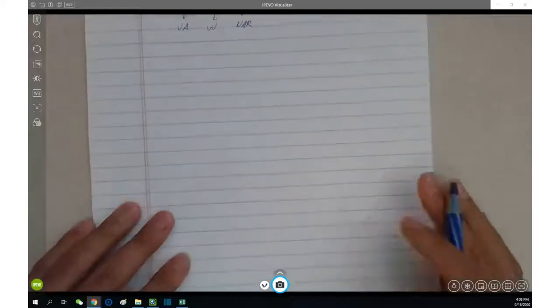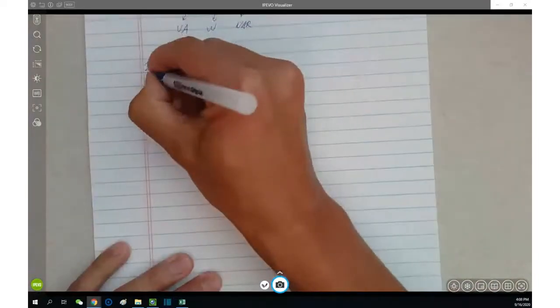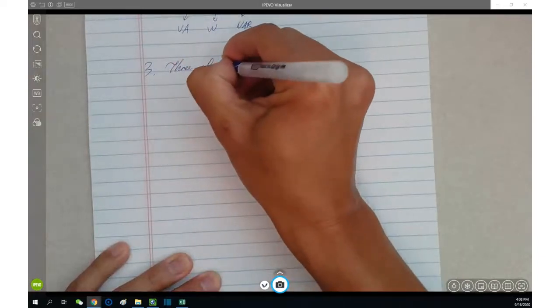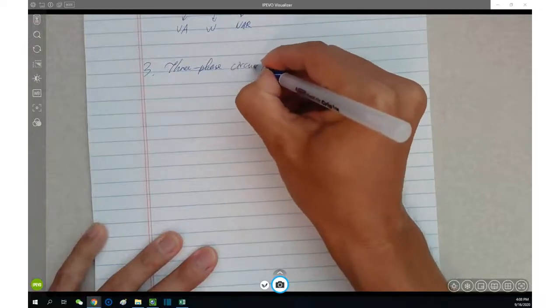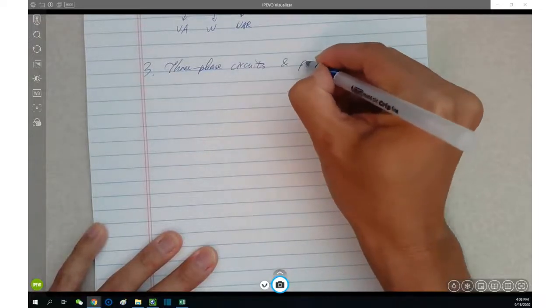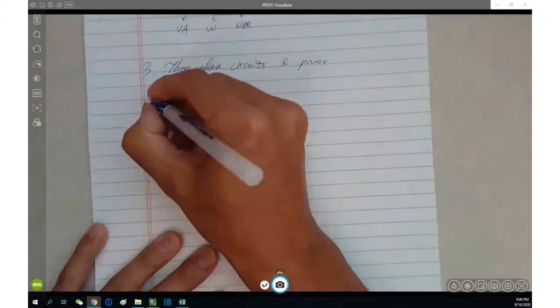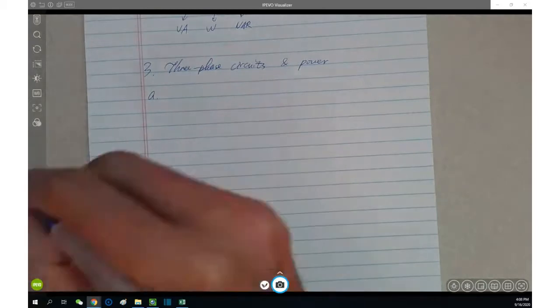Okay, now let's talk about three phase. Now it's time for three phase. Let's talk about three-phase power. First of all, let's talk about some basic concepts.